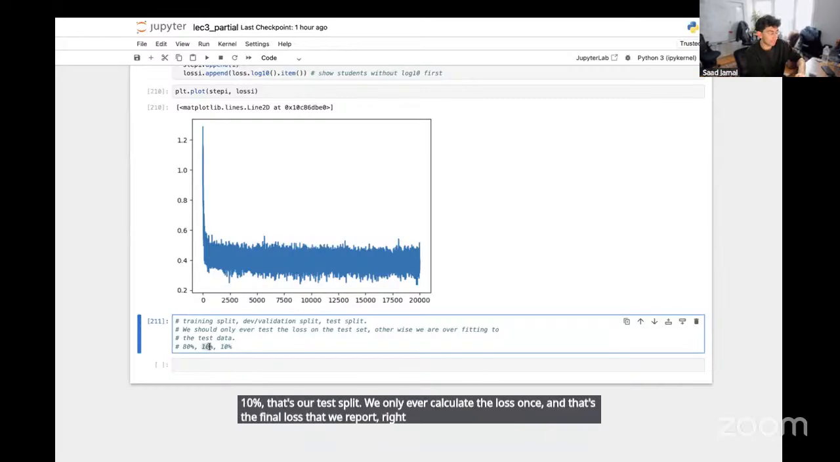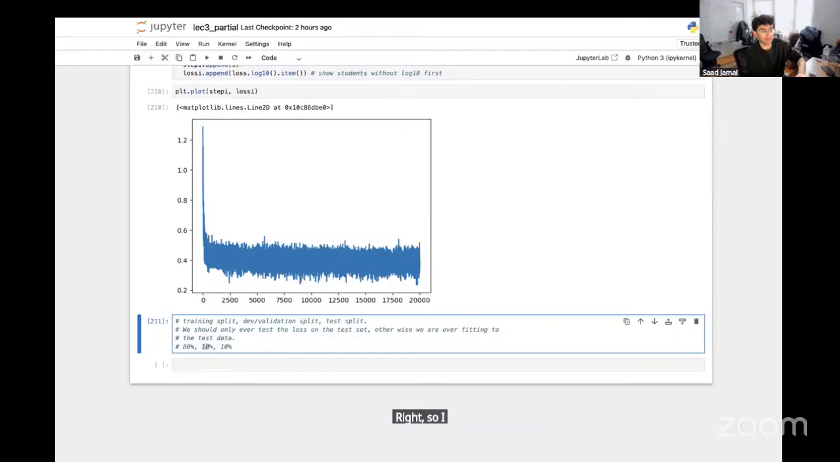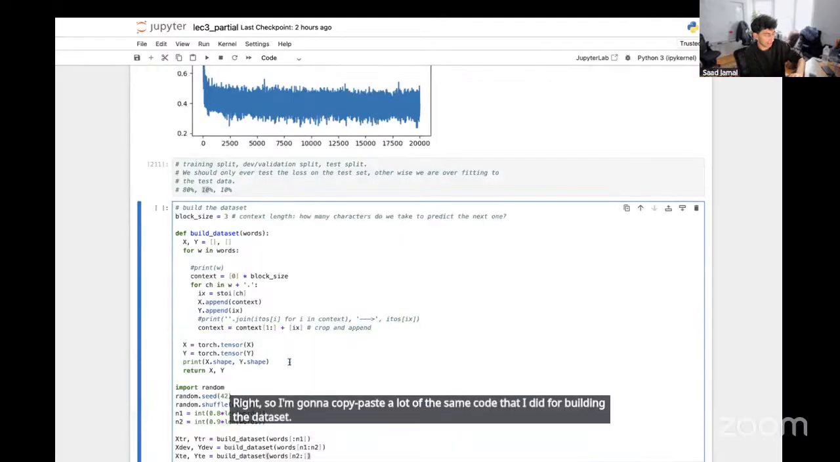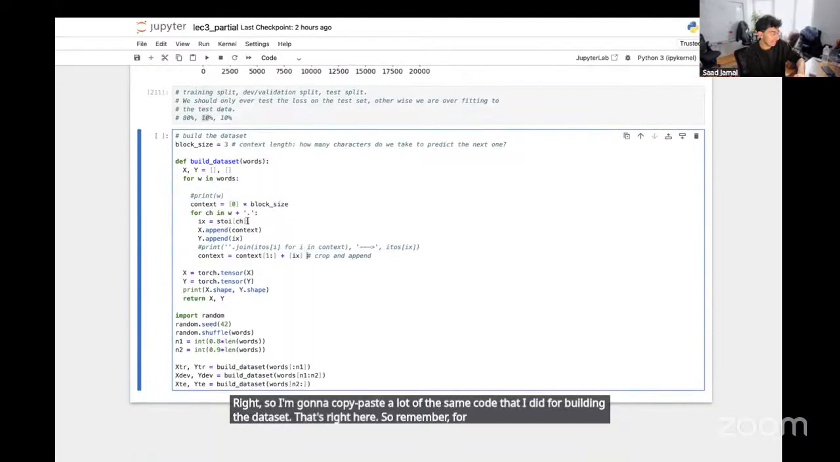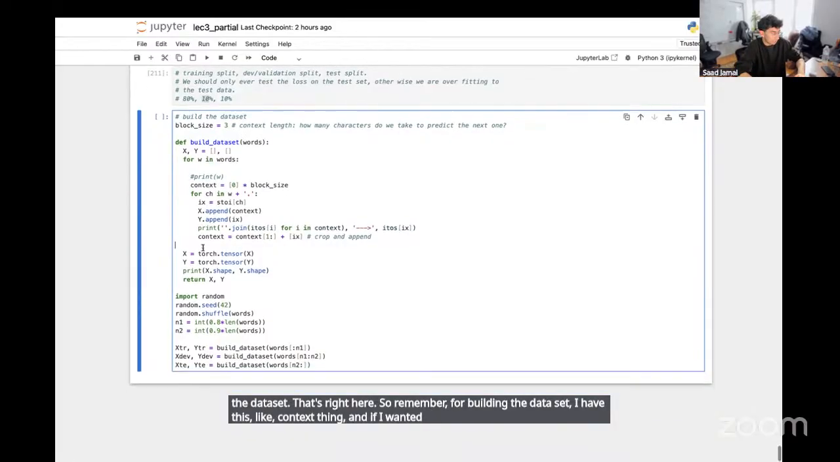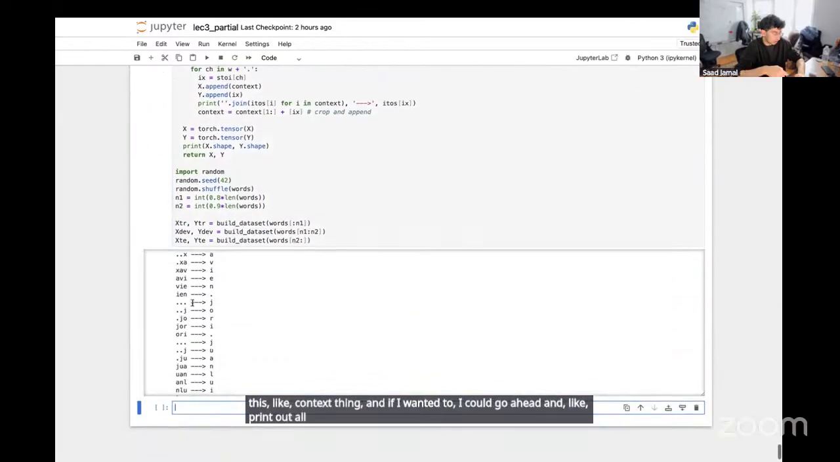But then, for example, for validation, we're going to look at that internally to make decisions on what our hyperparameters should be, right? So I'm going to copy paste a lot of the same code that I did for building the data set. That's right here. So remember for building the data set, I have this context thing. And if I wanted to, I could go ahead and print out all of the trigrams that we see.